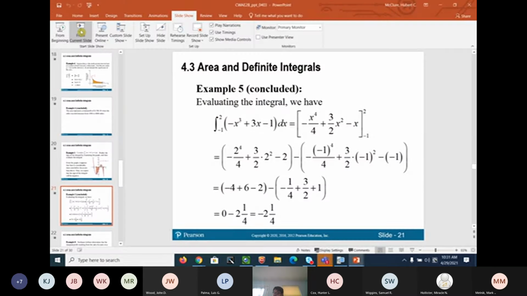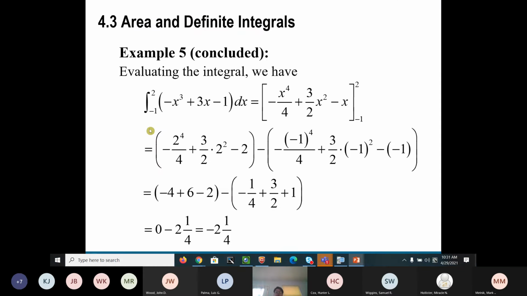So they took the antiderivative right here, x to the 4th over 4, 3x squared over 2, and x. There it is. And they just plugged and chugged. This is plugging in 2. This is plugging in -1. And this is your answer, -2.25. And I just estimated and came out with -3.